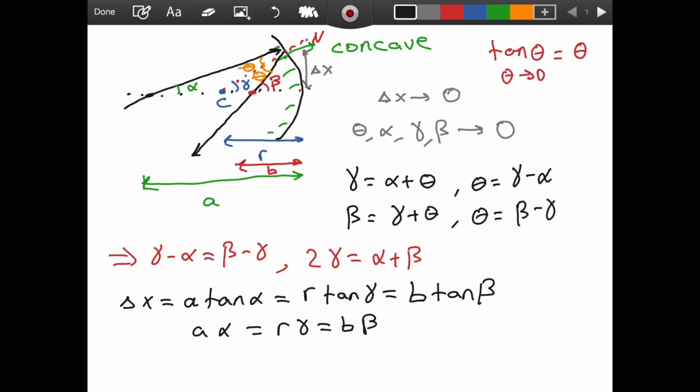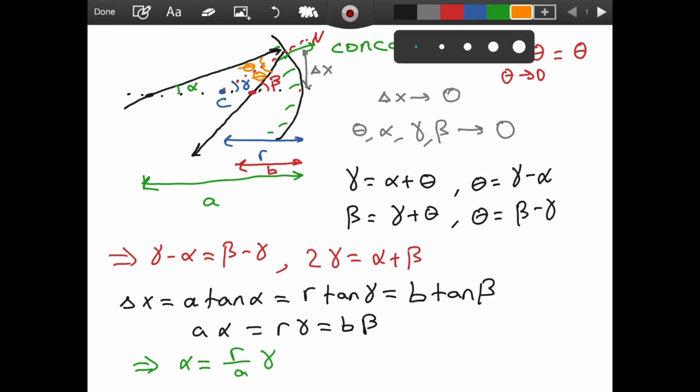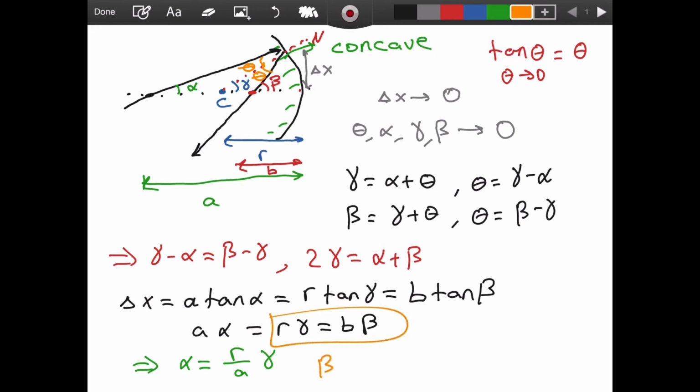Now, if I express alpha and beta in terms of gamma and other lengths, then I can get these equations. If I say alpha is equal to, well, focus on this part. If you divide both sides by a, you're going to get r over a times gamma. And now if I want to solve my equation for beta, I can focus on this part. And if I divide both sides by b, I am going to get r over b times gamma as my value for beta.